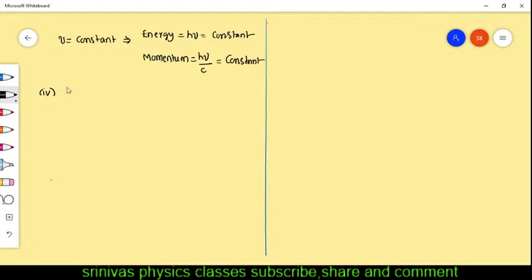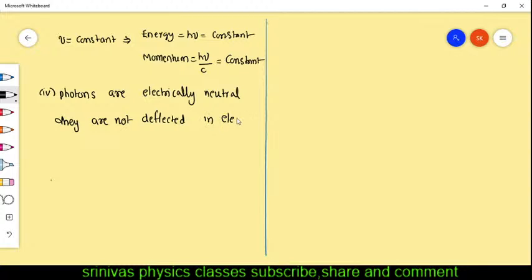The fourth point is that photons are electrically neutral. These light photons are electrically neutral. They do not have any charge. Photons being electrically neutral means they are not deflected in electric and magnetic fields.